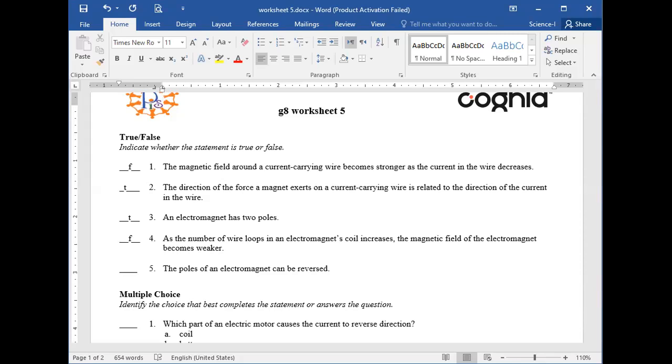So question 5, the poles of an electromagnet can be reversed. True or false? Guys, please wake up. Others, Ali, Hala, Kinzi, Hana Hamdi. Please, guys, share.